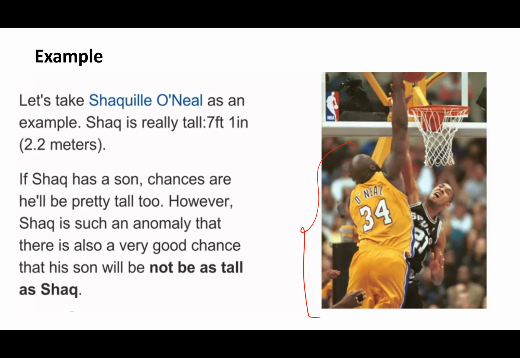Now, if Shaquille has a son, the chances are he'll be pretty tall too. If he has a son, he's going to be pretty tall. This is what our observation, and even Galton's observation, gives us. But now Shaq himself is an anomaly, right? He's too tall, so he does not belong to the general population.